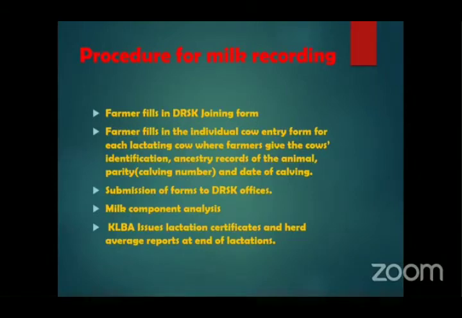Then once that form is filled, it is submitted to DRSK. Then of importance at that stage, in point number two, once this form is submitted, the farmer is expected to provide milk production for that animal from the fifth day after calving. We expect that the colostrum would have cleared, so we'll have the real milk. So fifth day after calving, then every month, 14th p.m. and 15th a.m. That is every mid-month, the farmer is able to provide and record.